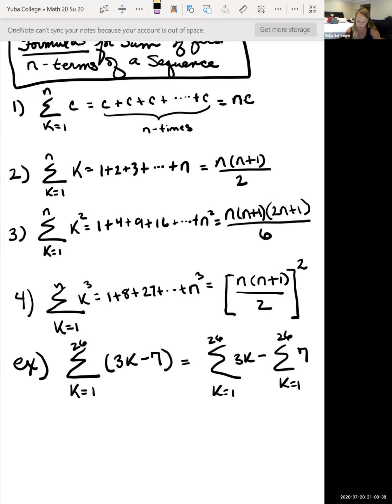I also can pull my coefficient in front. So this is the same thing as 3 times that summation of just k now. I'm manipulating it to look like one of the pieces so I can use that formula. So k equals 1 to 26 of just k, minus the summation of k equals 1 to 26 of 7.